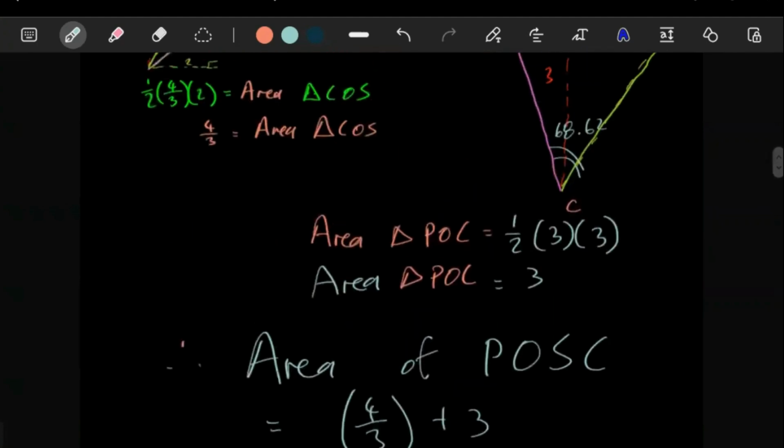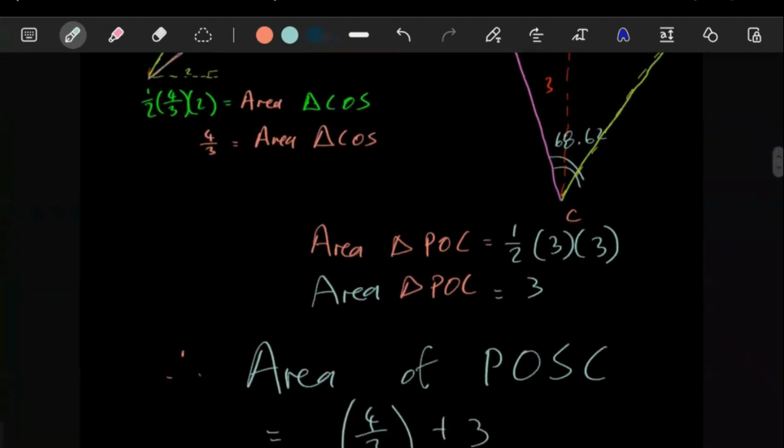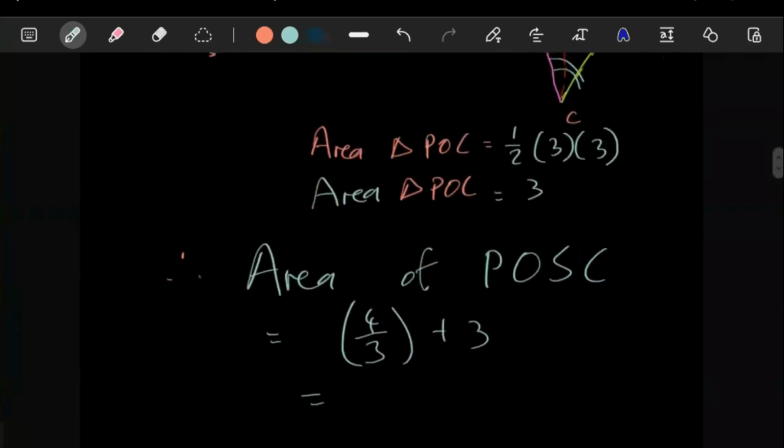Half base times height. Wait a minute. I feel like I made a mistake here. 1 times 4/3. Yeah, that's fine. Oh, 3 times 3 is a 9. Ha ha ha. 9/2 is going to be the answer there. 9/2 here. There you go.